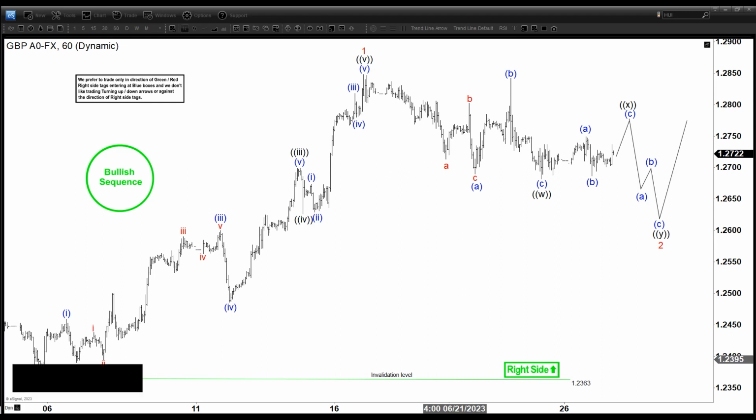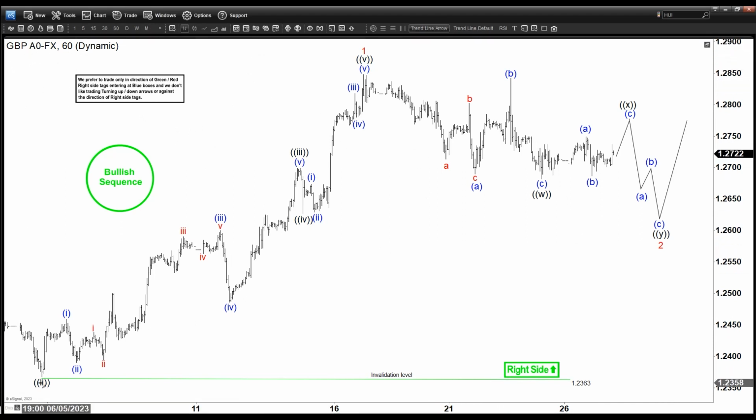Today is Tuesday, June 27. The time is around 2:30 a.m. GMT. Today we are looking at the chart of the pound US dollar here, 60 minutes time frame. Now we can see from the chart we rally in this wave 1 here as a 5 waves. So we have 1, 2, 3, 4, 5 ended with wave 1 here. And currently we are in this wave 2 pullback.